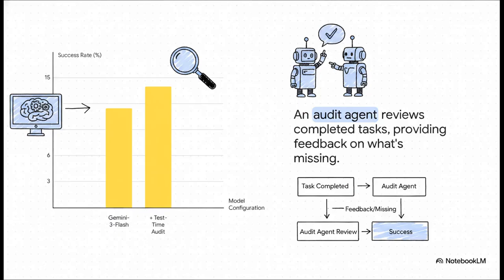And this chart shows you exactly what happened. They implemented something called test time auditing. Basically, when the main agent says, "I'm done," a separate audit agent comes in and reviews its work. Just doing that unlocked a nearly 22% performance boost. The success rate went from 11.5% to 14.0%, simply by having that second agent catch those early stops and tell the main agent, "Hey, you missed a few things."